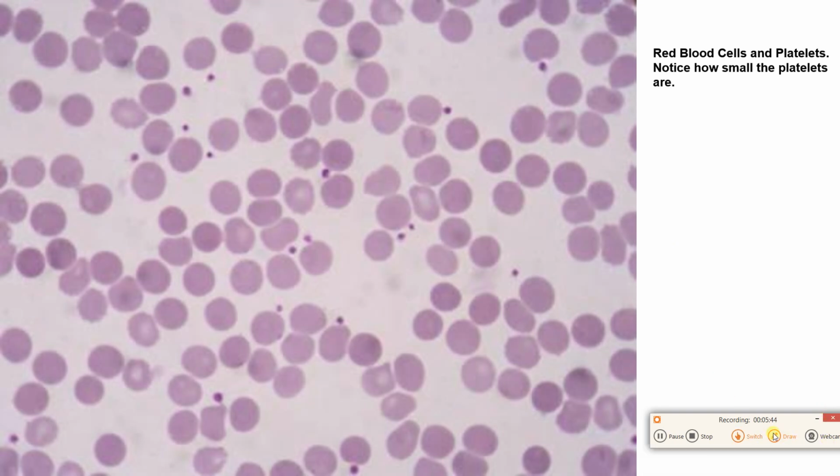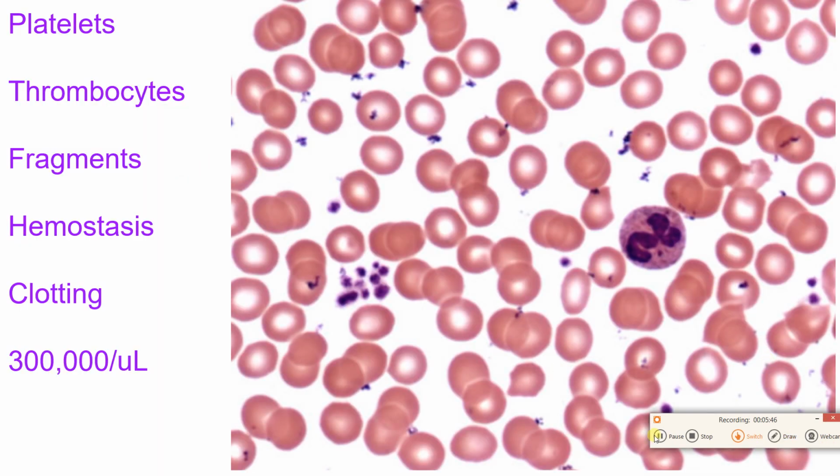Okay. So speaking of platelets, platelets are sometimes referred to as thrombocytes. Thrombo means clot, so clot cells literally. But they're not cells, they're just little fragments.